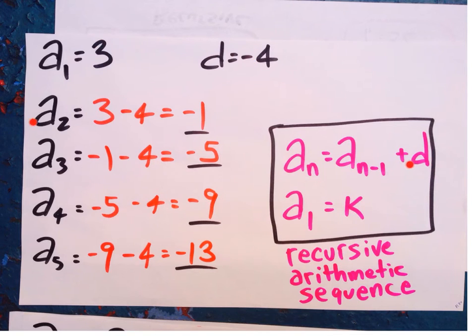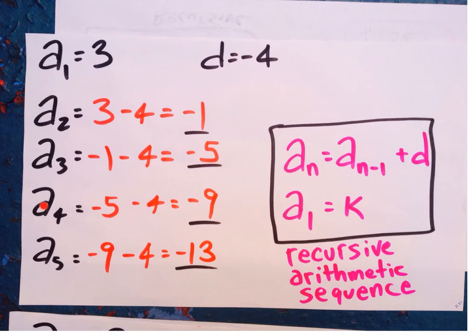So what is the second term? The second term is the first term plus the difference, which is negative 4, giving us negative 1. So negative 1 is the second term. What's the third term? The third term is a sub n minus 1, the previous term, which we know is negative 1, plus the difference, which is negative 4, giving us negative 5.